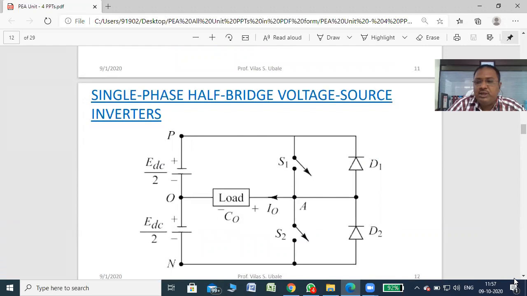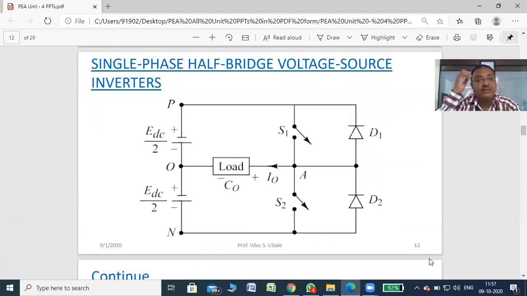Now we will see the first circuit, called a single phase half bridge voltage source inverter. See what is the name? It may be called a half bridge inverter. This is single phase because definitely the voltage produced across the load is a single phase voltage. So it is also called a single phase voltage source inverter.